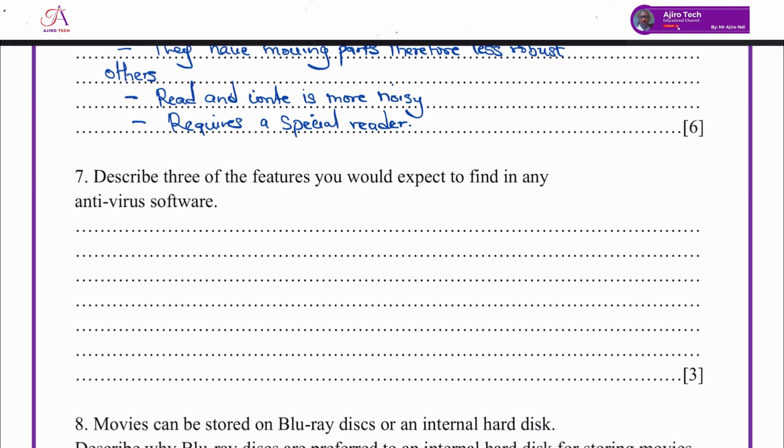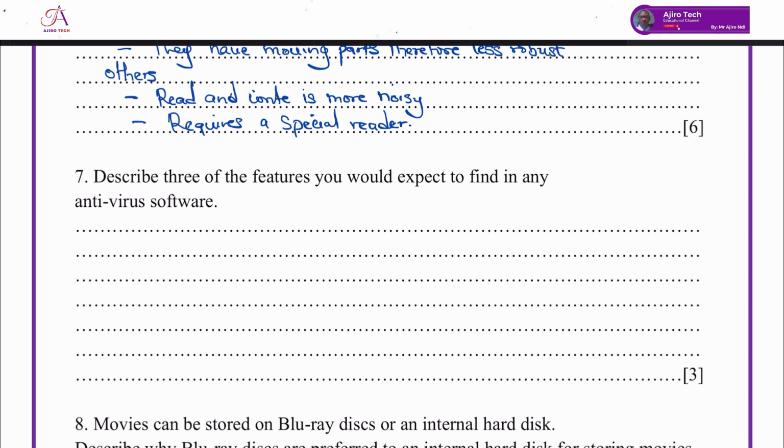Describe 3 of the features you would expect to find in any antivirus. So this is talking about chapter 4. That's when you go towards other authentications, you probably find that there. Especially when we talk about your anti-malware software, after other implications, you probably find your antivirus. So again, describe 3 of the features you would expect to find in any antivirus.